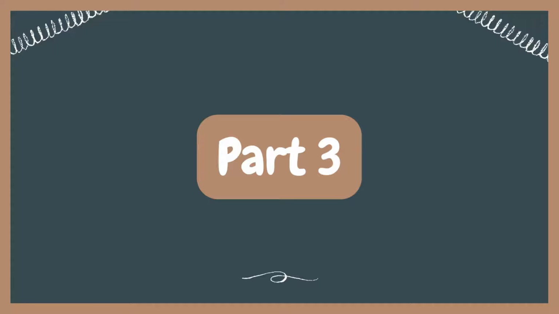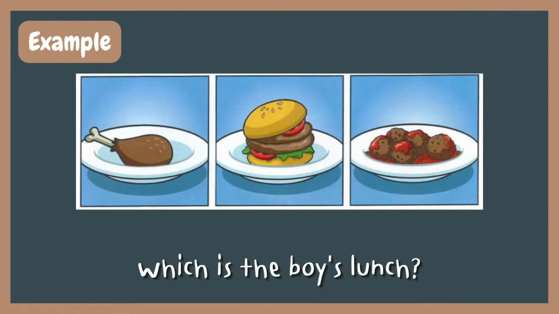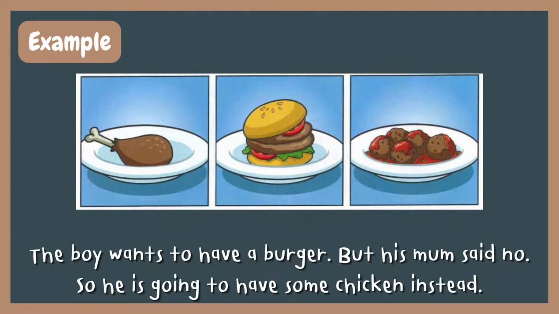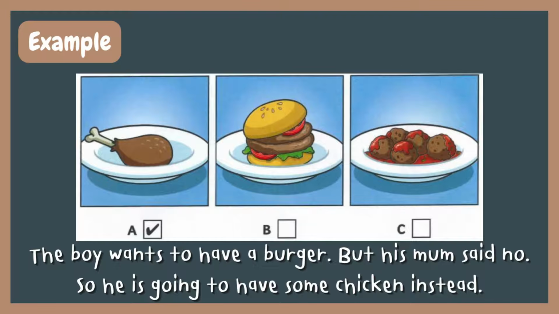Part 3. In this part, you need to listen to the recording and choose the correct picture for each question. Example. Which is the boy's lunch? The boy wants to have a burger, but his mom said no, so he's going to have some chicken instead. So the answer is A, because the boy is going to have some chicken because mommy said no to having a burger.